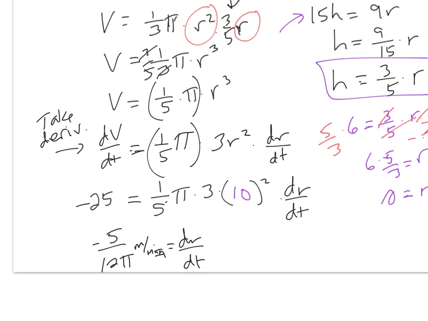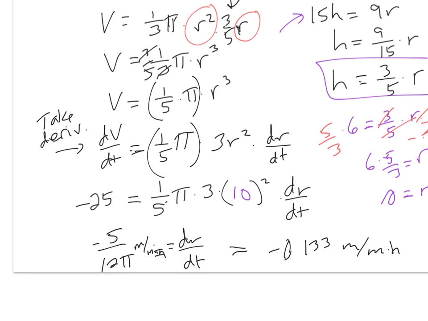meters per minute, negative because remember it's draining, so the rate of change of height, or sorry, rate of change of radius is going to be negative. It's getting smaller. That's approximately, if you're doing decimal version, negative 0.133 meters per minute. I would say you should be able to get the exact answer though as well. So that would be part A.